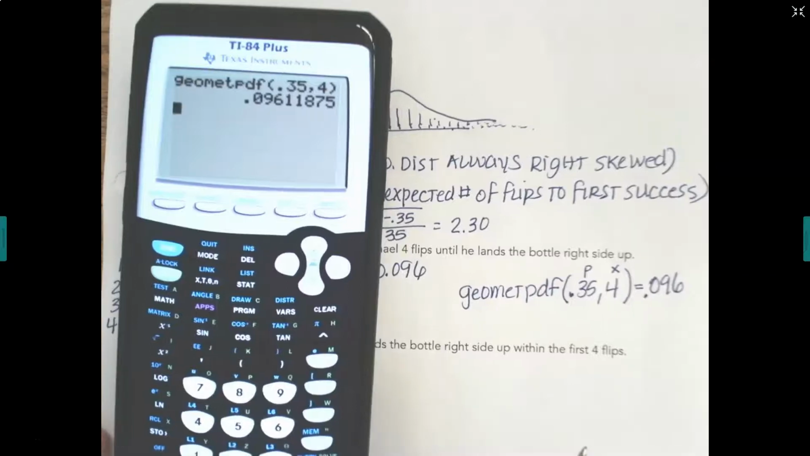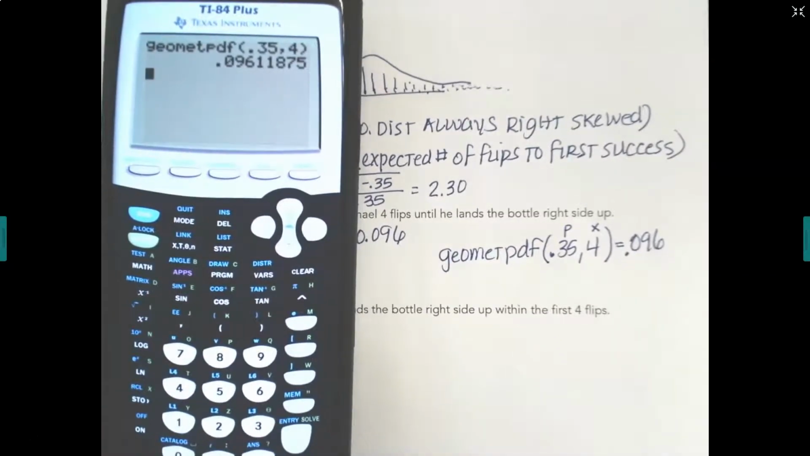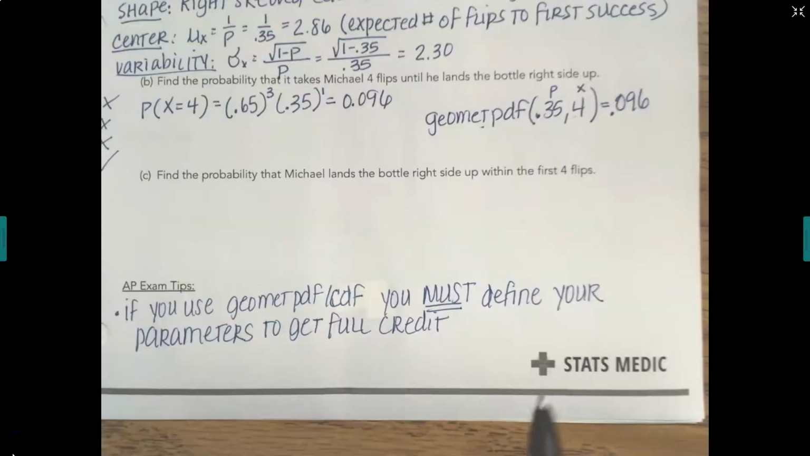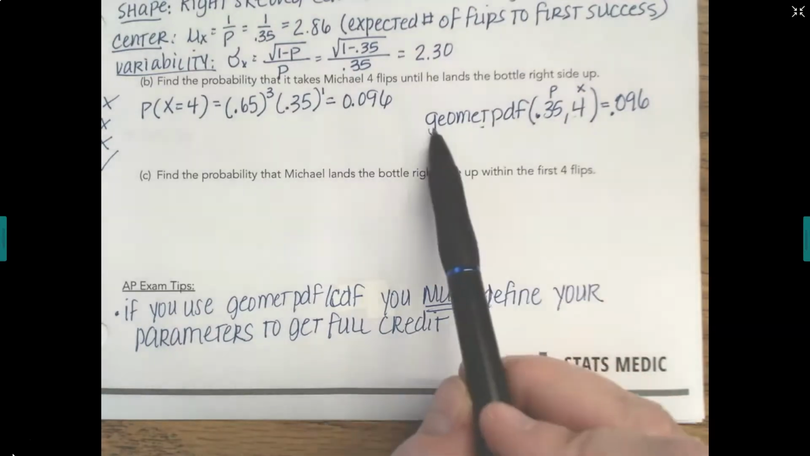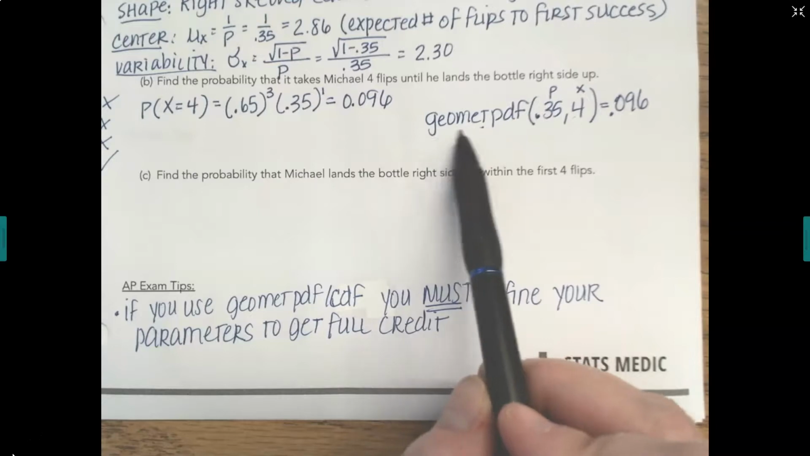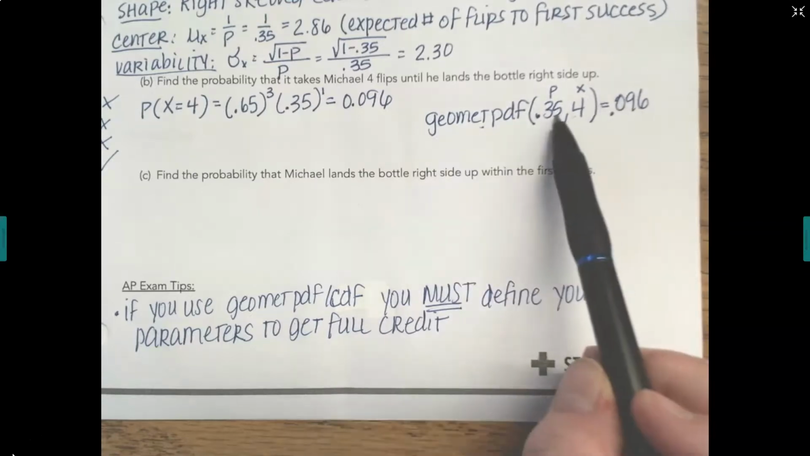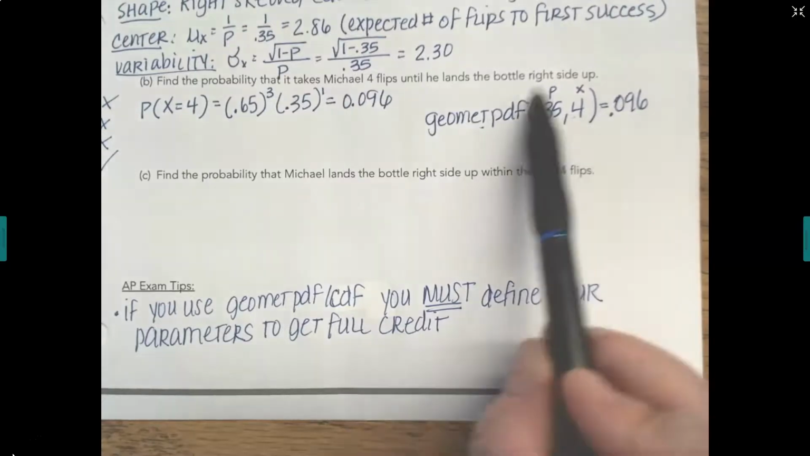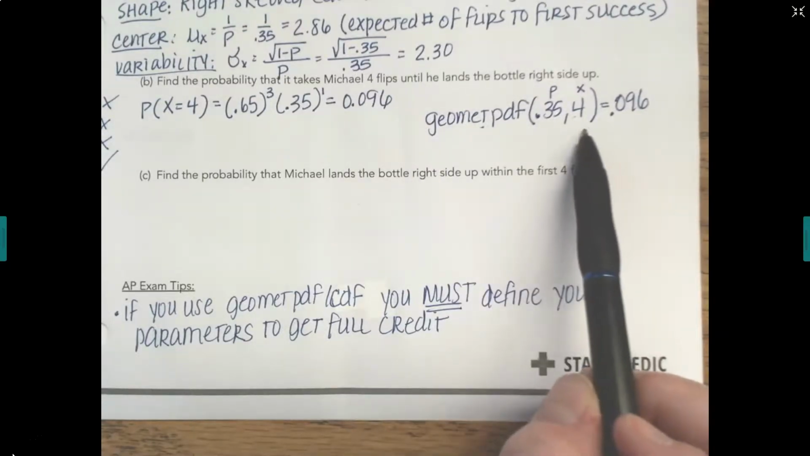Okay, in order to receive credit on the AP exam and FRQ, you have to identify that it's a geometric distribution and define your parameters. So if you're going to use your calculator and you're not going to set up the formula, that is perfectly fine. But you must keep in mind that you must define the parameters and get full credit. So you have to say this is a geometric distribution, which we've done right here. And then we have our parameter of 0.35 and our value of interest. And so this would be acceptable. You'll get credit for that.